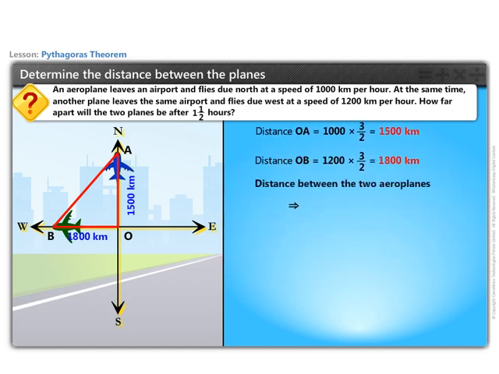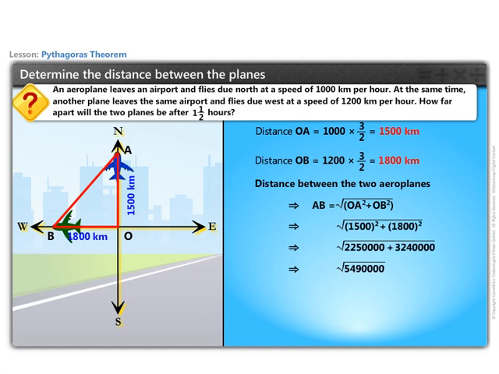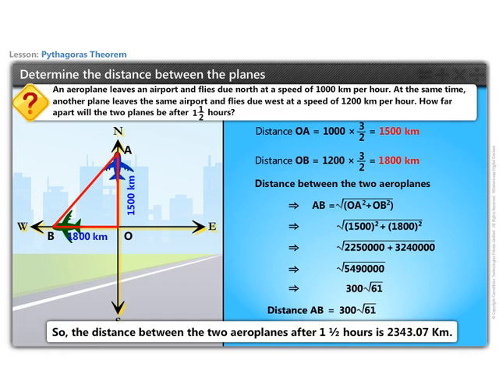Distance between the two aeroplanes is equal to AB, that is equal to root of OA square plus OB square. Substituting the known values and simplifying, we get AB is equal to 300 root 61. So, the distance between the two aeroplanes after 1.5 hours is 2343.07 kilometers.